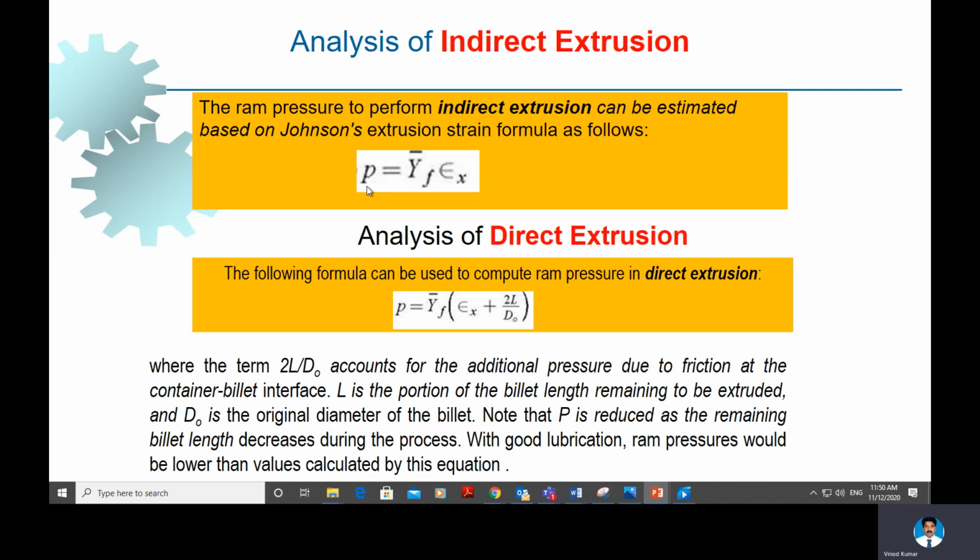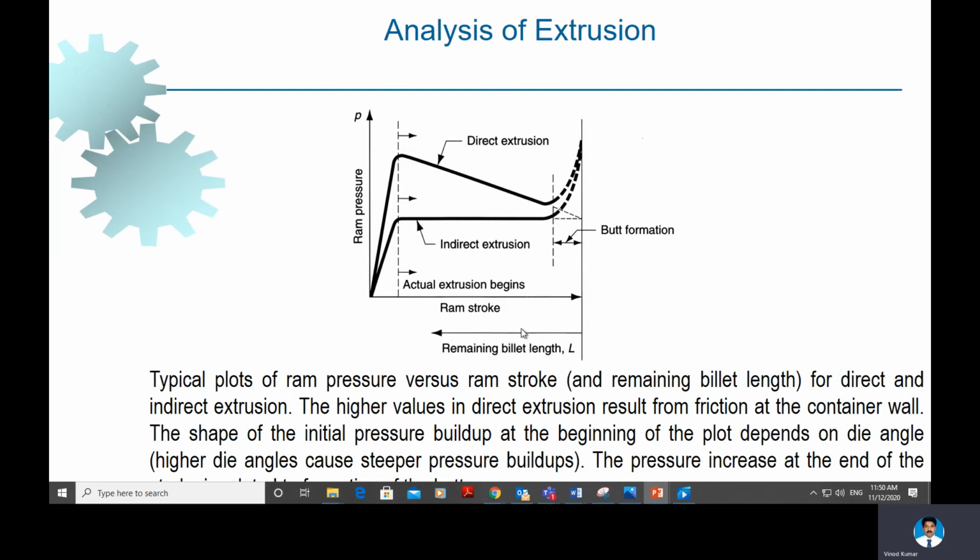This is the analysis of the pressure required for indirect extrusion, or the pressure required to force the material through the opening, in indirect extrusion and in direct extrusion. In direct extrusion, the pressure will be more by a term 2L over D naught, which accounts for the frictional resistance. Now when we compare direct and indirect extrusion, we can see that the ram pressure required for direct extrusion in the initial stage is much higher than indirect extrusion because of higher friction between the material and the container wall or the die.